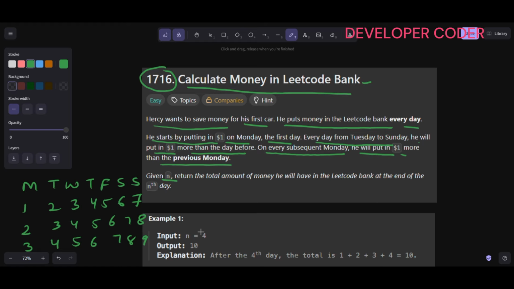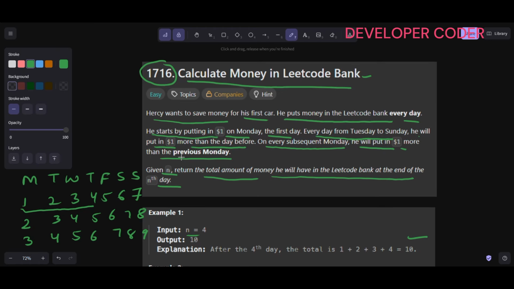So we are given n. We have to return the total amount of money he will have in the LeetCode Bank at the end of the nth day. So n equal to 4 means 1 plus 2 plus 3 plus 4, that is nothing but 10. So 10 is the output. Now see the next example.